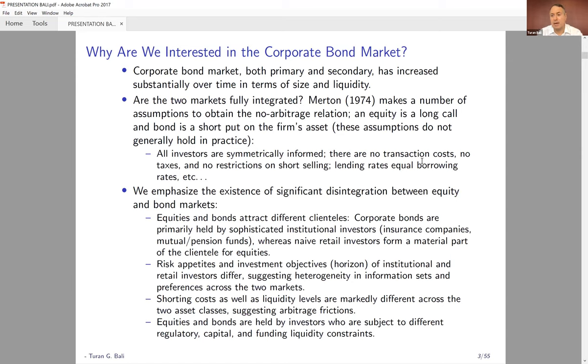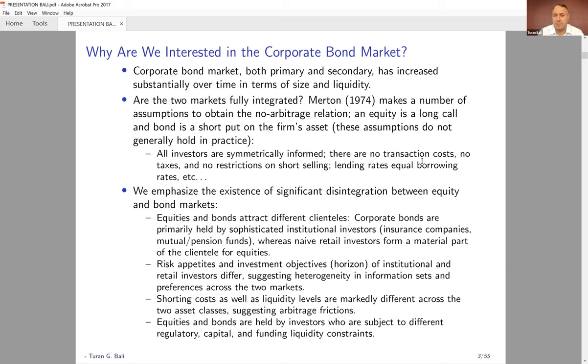It's simply because, for example, his assumptions do not hold in practice, but one of his assumptions especially, like all investors are symmetrically informed, that doesn't hold, because we know the corporate bond market is dominated by sophisticated institutional investors, mainly insurance companies, pension funds, and mutual funds. Whereas retail investors, I don't want to call them naive, but less sophisticated retail investors play a major role in the equity market, as we have seen a few days ago, right, with GameStop and a few other stocks. So basically, one of the bullet points that we pay attention to is investor clientele.